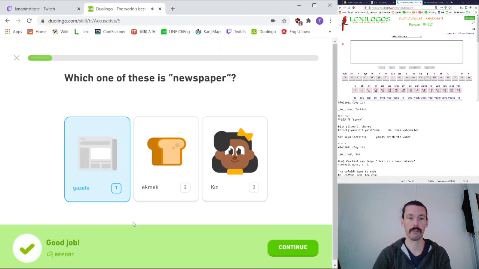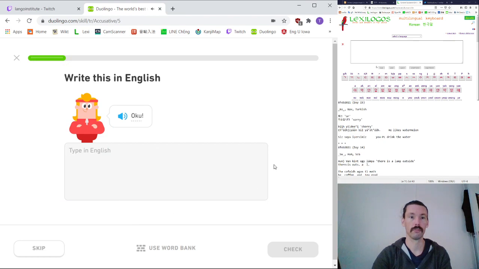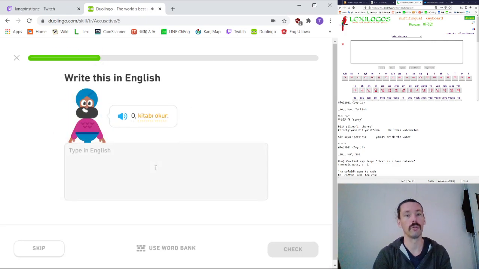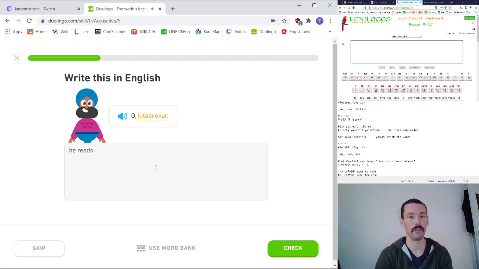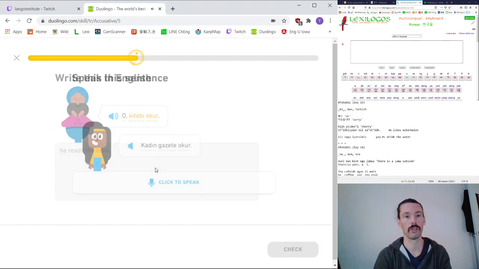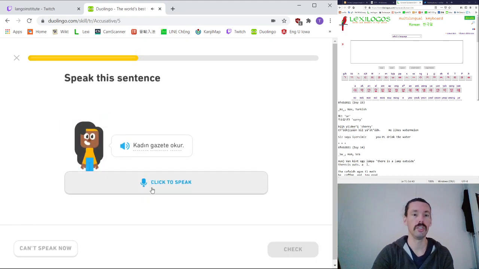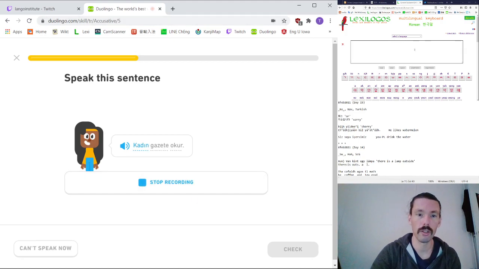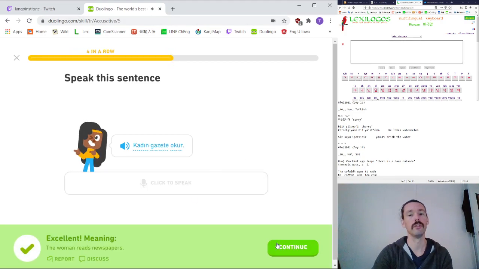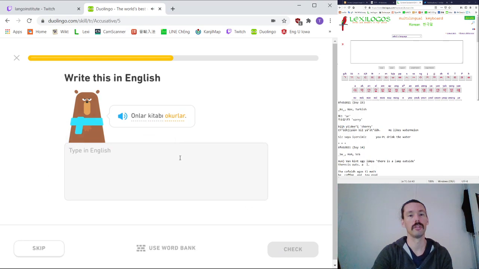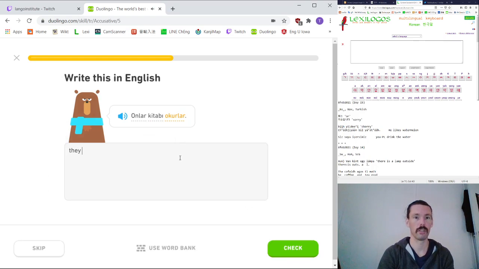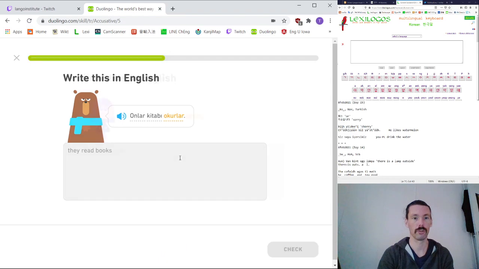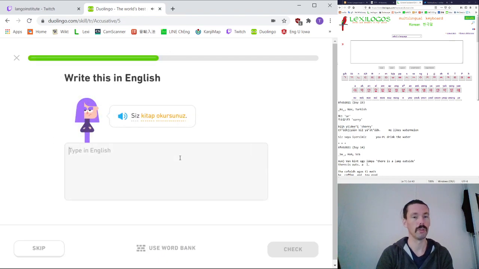Gazete. Gazete, oku. Oku. O kitabı okur. She reads the book. Kadın gazete okur. Newspapers. Onlar kitabı okurlar. Onlar, they read books. Siz kitap okursunuz. Read the books. Siz kitap okursunuz.